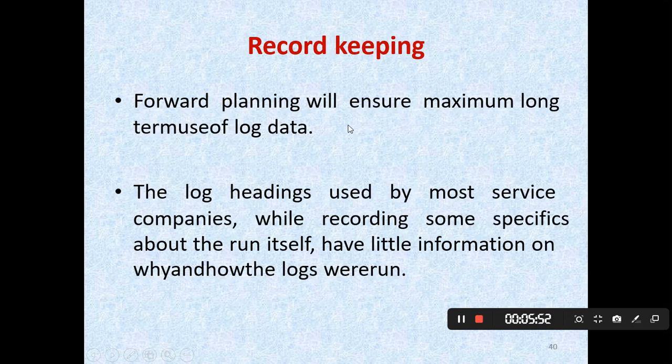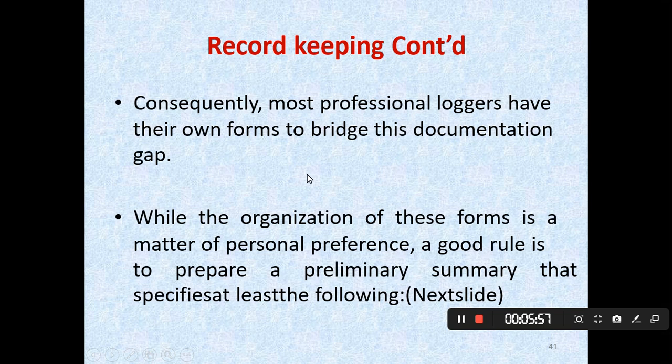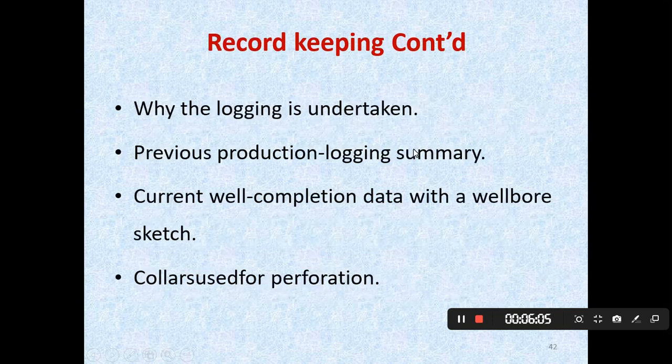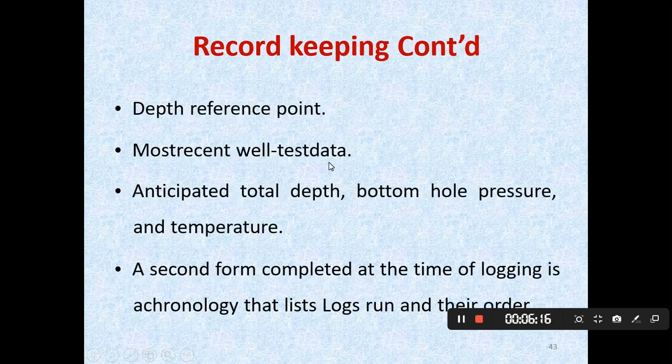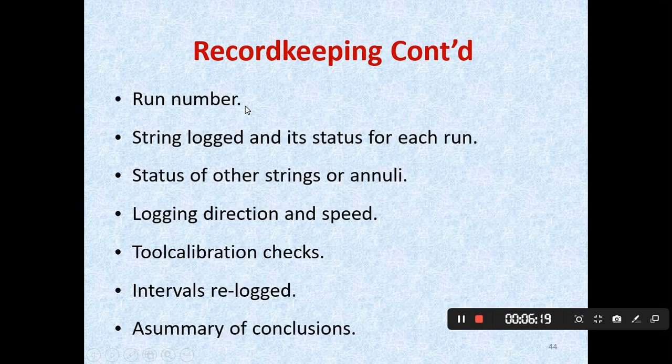They keep all the records and logs, so that for any future job they can look at the previous data also. They prepare their reports and hand them over to the operating company. So why is the logging undertaken? Previous production logging summaries, completion data and all the data are stored in a report and given to the company. The run number, the string log, the status, the logging direction, the calibration, everything is logged and given to the company, so that if they do the next job, they look at it.